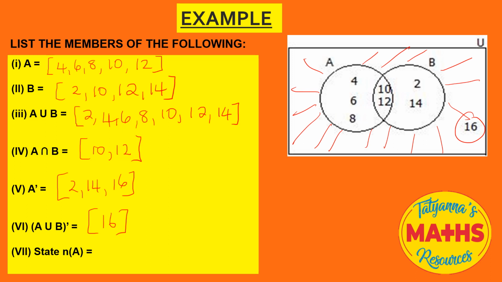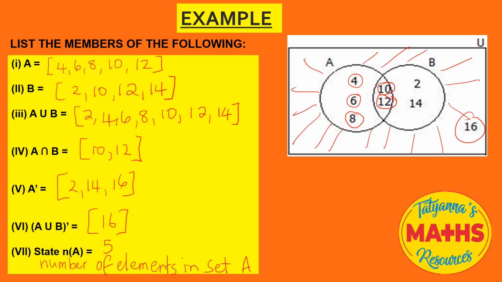Last question. State n open brackets A close brackets. What is that equal to? All that means is we want the number of elements, the number of elements or members in set A. So let's count. 1, 2, 3, 4, 5. So we're going to write 5 is the answer.